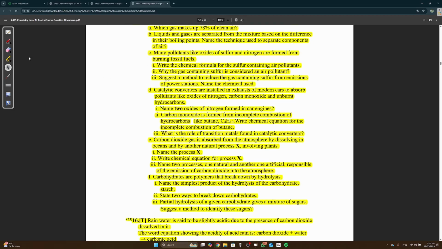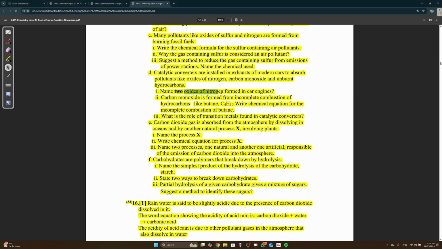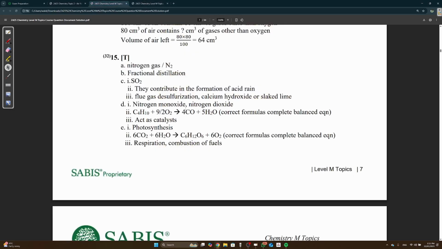Okay, catalytic converters are installed in exhausts of modern cars to absorb pollutants like oxides of nitrogen, carbon monoxide, and unburnt hydrocarbons. Name two oxides of nitrogen formed in car engines. What are the two oxides of nitrogen? Carbon monoxide and carbon dioxide. It's not carbon, sorry, nitrogen. Nitrogen monoxide and nitrogen dioxide. Very easy, right? These are the two ones, NO and NO2. These are the two nitrogen oxides that are formed in car engines.